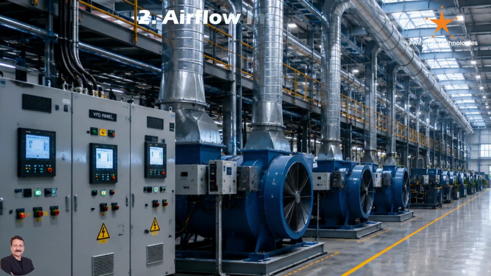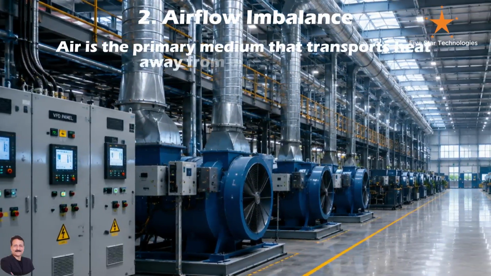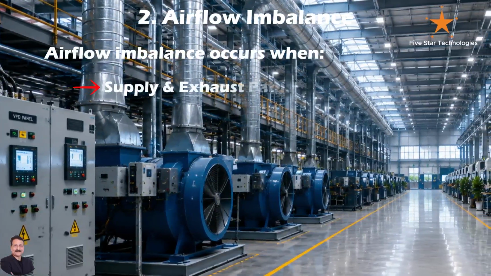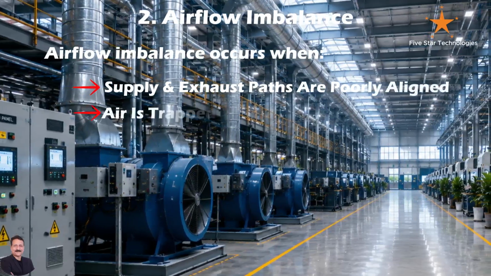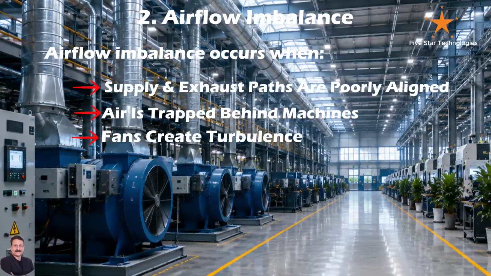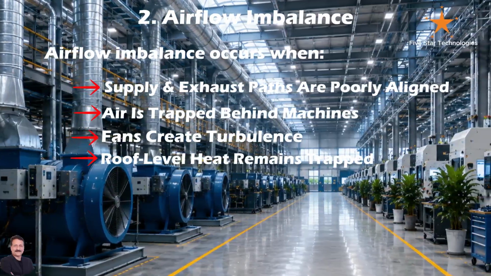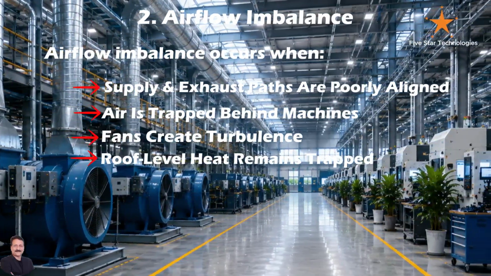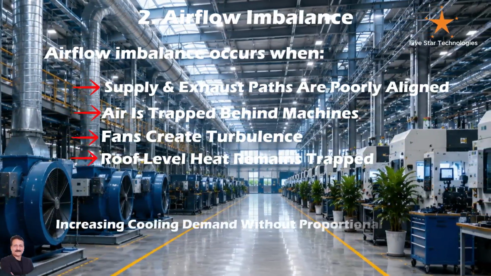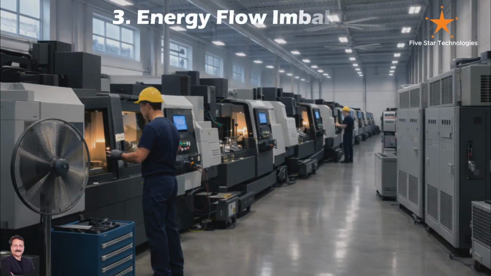2. Airflow imbalance. Air is the primary medium that transports heat away from occupied zones. Airflow imbalance occurs when supply and exhaust paths are poorly aligned. Air is trapped behind machines or in layout pockets. Fans create turbulence rather than directional flow. Roof level heat remains trapped due to poor exhaust placement. When airflow is ineffective and cooling systems remove less heat than expected, this leads to increasing cooling demand without proportional comfort improvement.